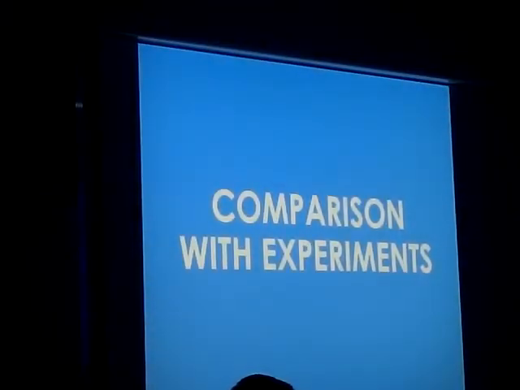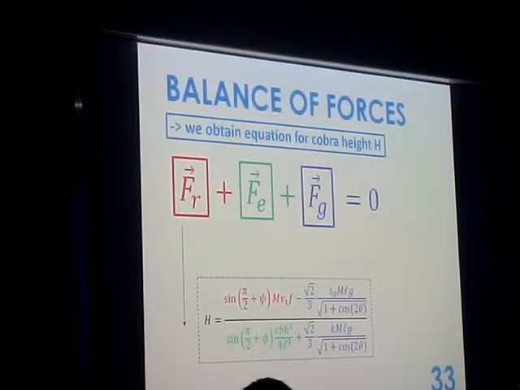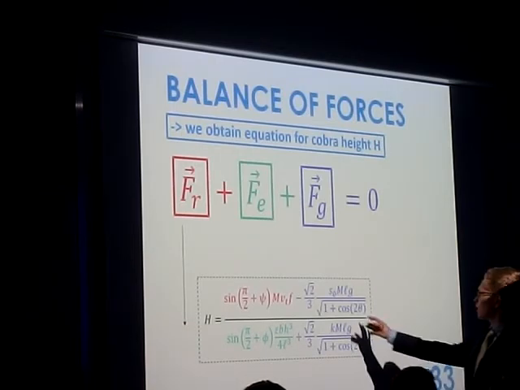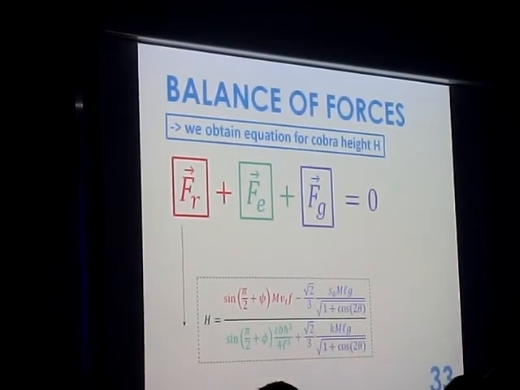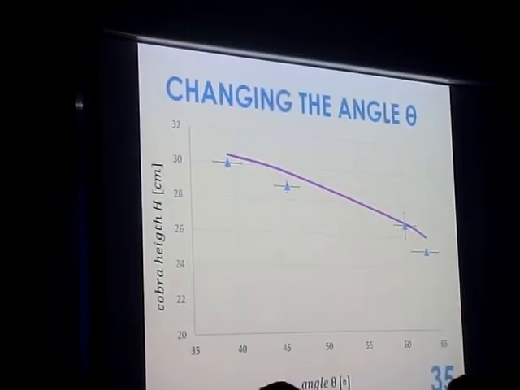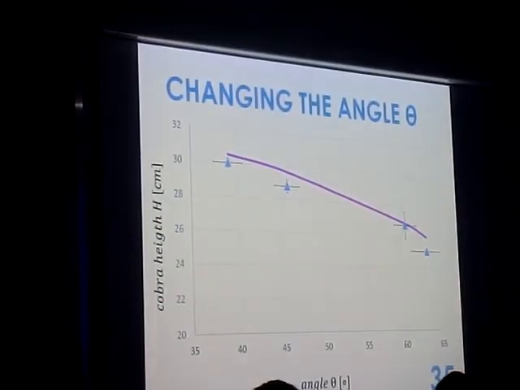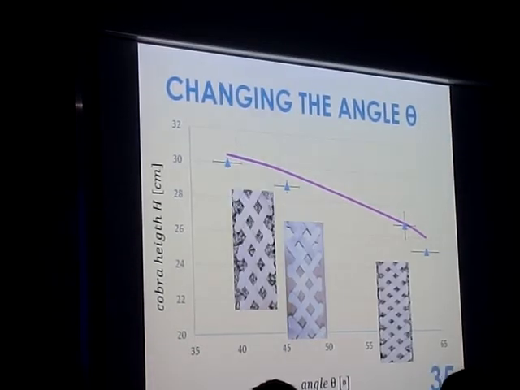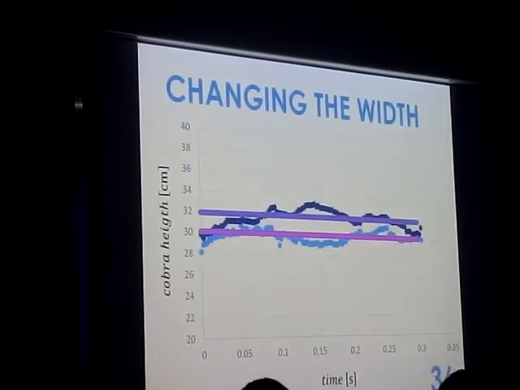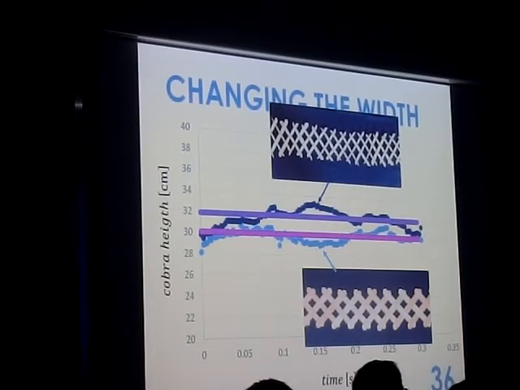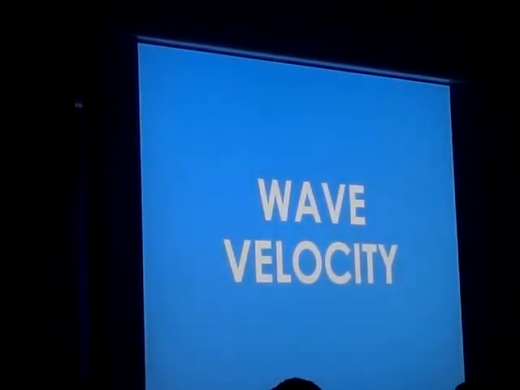When we compare this with our experiments, this formula is dependent on the geometry of the cobra through the angle theta I mentioned in the beginning. So when we look at the dependence on the angle theta, we arrive at a good correlation for the different thetas. And then we can change also the width of the cobra, which also affects the formula I have displayed, and we arrive at correlation. Next thing we will be concentrating on is the wave velocity.